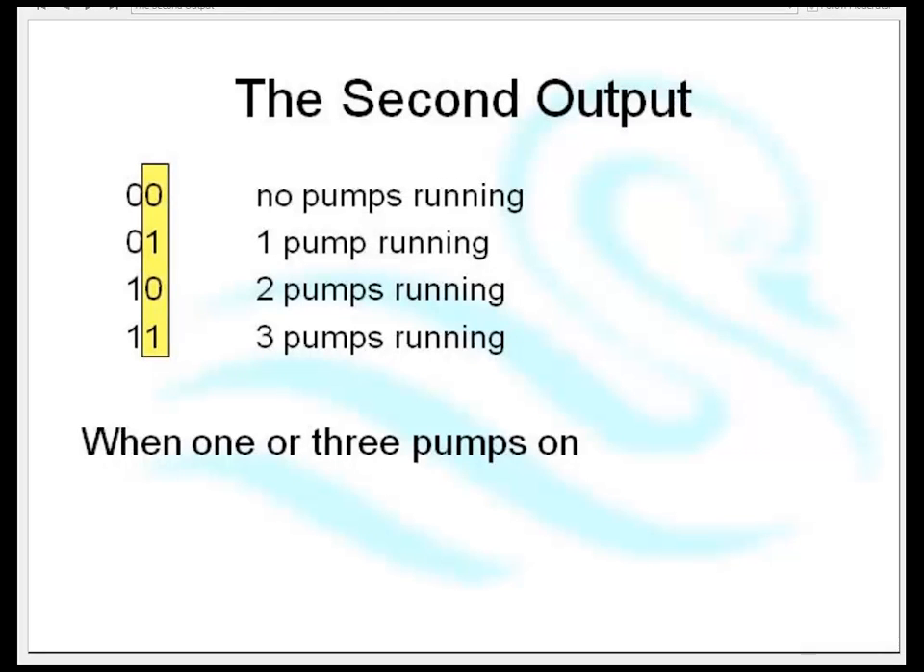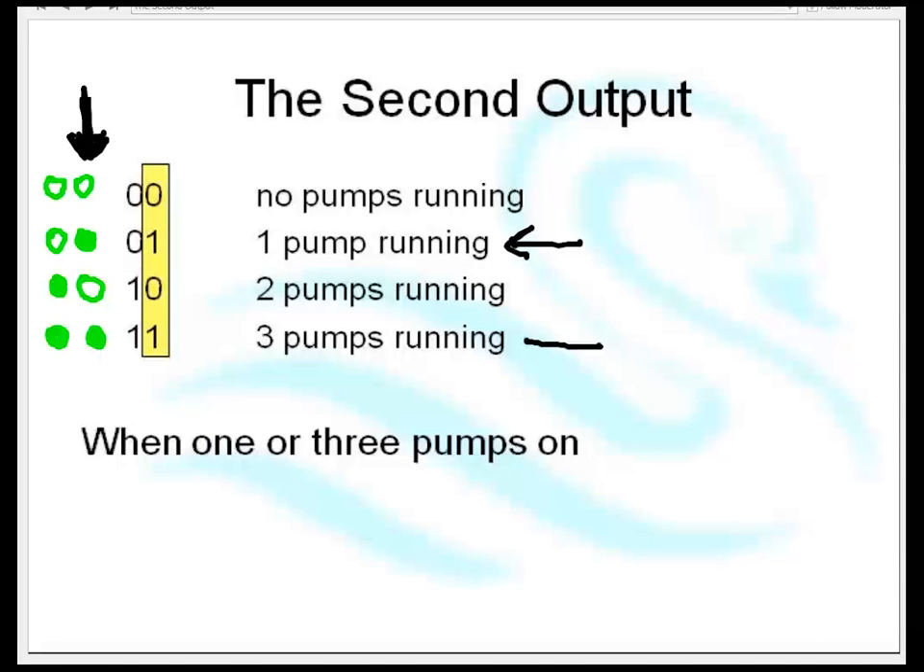So let me just draw in the green lamps so it's absolutely clear. So this means both green lamps off. This means that lamp off, this one on. This means this lamp on, that lamp off, and this means both of the green lamps on. So just considering this green lamp here, turning on and off that green lamp, right? Now when you look at it, that green lamp switches on in that case when one of the pumps is running. It also switches on in that case when three of the pumps are running.